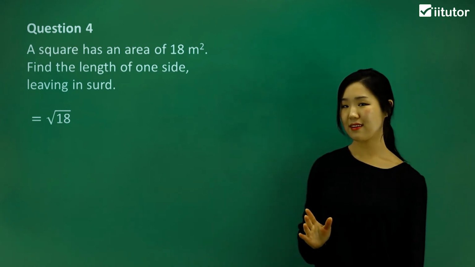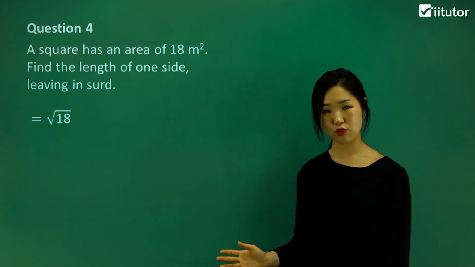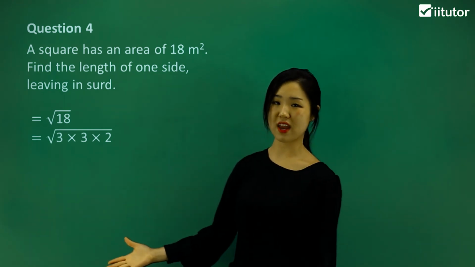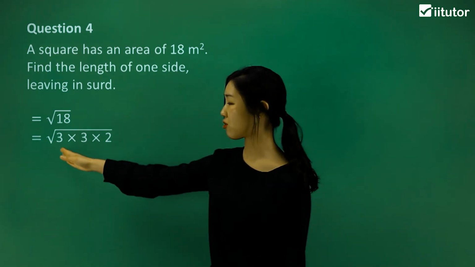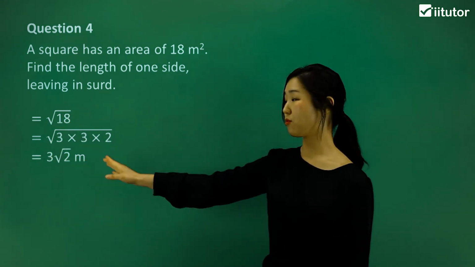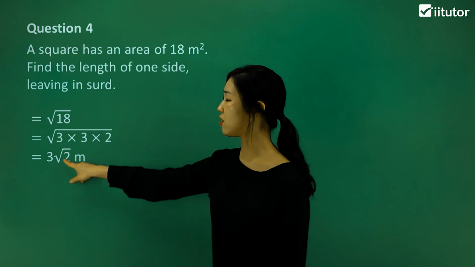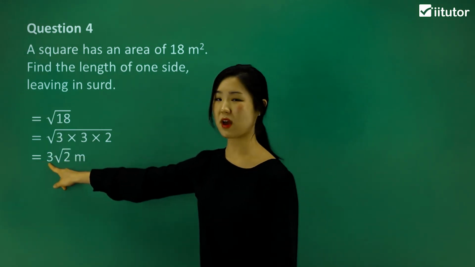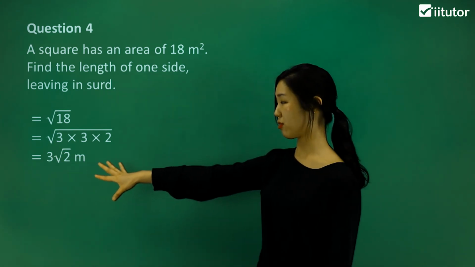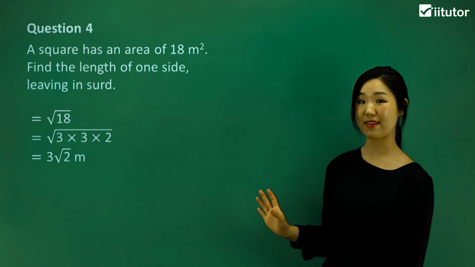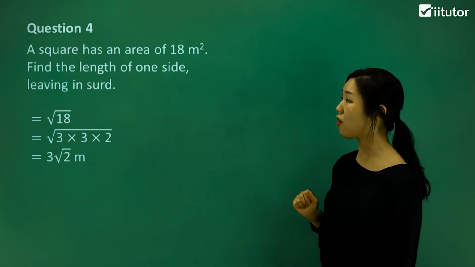Now I know that 18 is 9 times 2. 9 is 3 times 3, isn't it? The reason why I chose 9 is because it's a square number and I can change it to 3 times 3. So with these pairs, I can take the 3 out, so only one of the 3, and then the 2 is the only one that stays inside. Because this is a square number, if I take it out, it just becomes 1 and goes outside. It's 1 times 3. And then it becomes 3 root 2 meters. So that's in surd form. That's the value of the side.